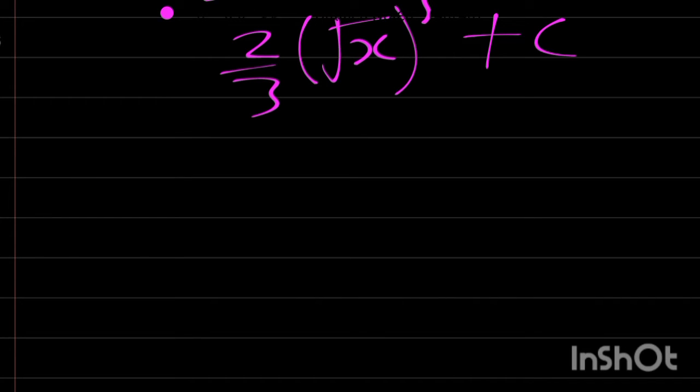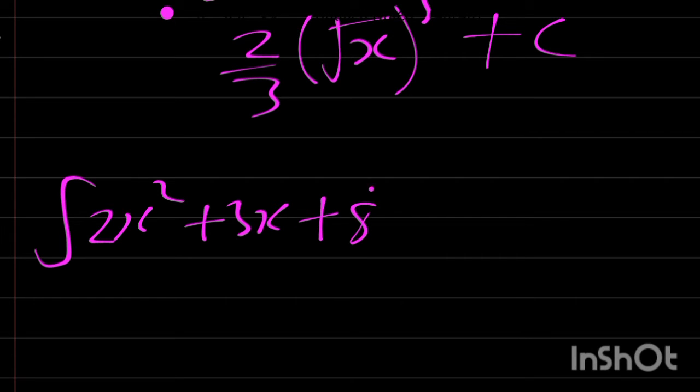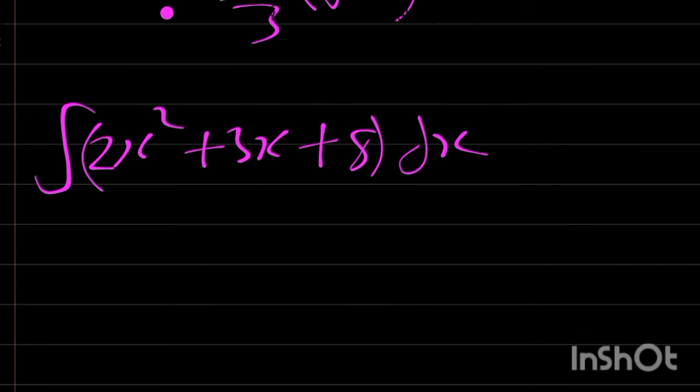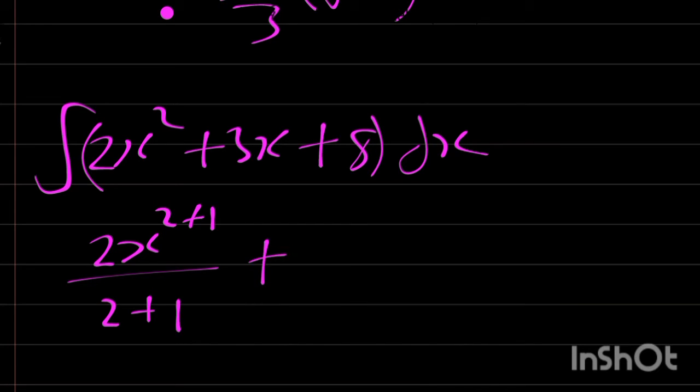What if I have an integration of 2x squared plus 3x plus 8 with respect to x? All you have to do, integrate each term individually. Then I'm going to have what? 2x raised to power what? 2 plus 1, increase the power, and divide by the new power, 2 plus 1, then plus what?